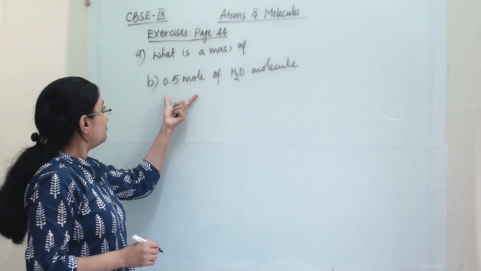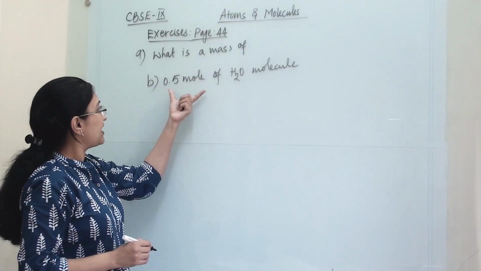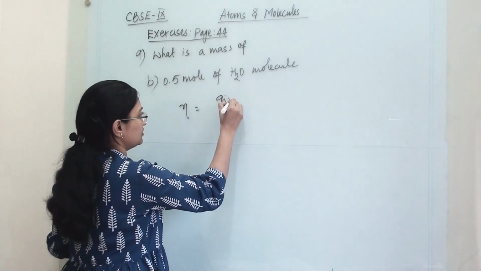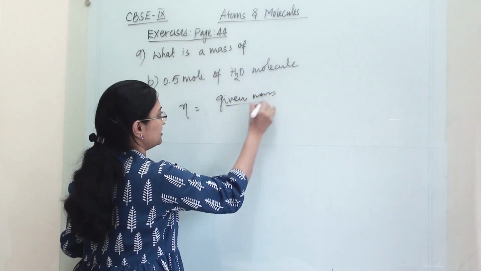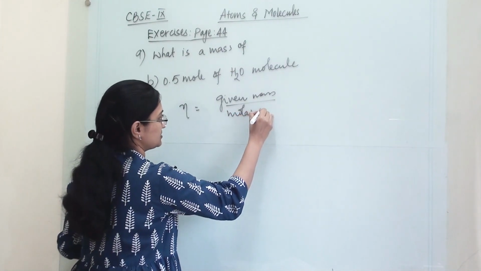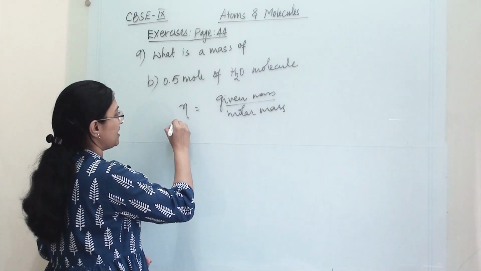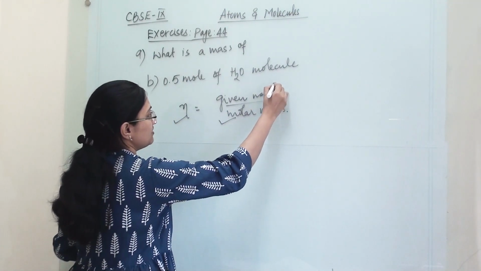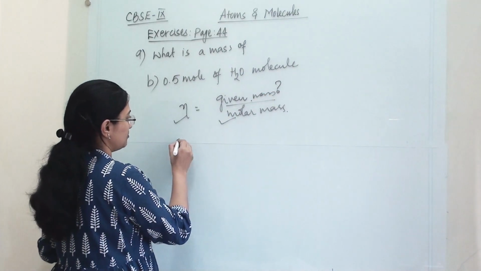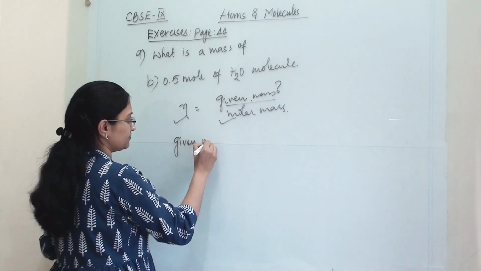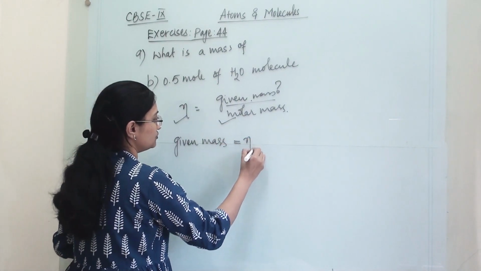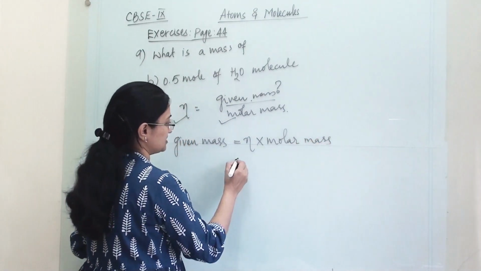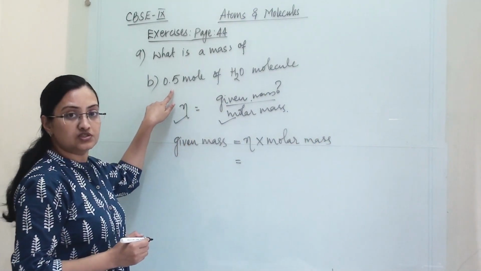Second, we have to find the mass for 0.5 mole of water molecule. So here n equals given mass divided by molar mass. Now we have the mole and we have the molar mass, and we are going to find the given mass. So given mass equals number of mole into molar mass.